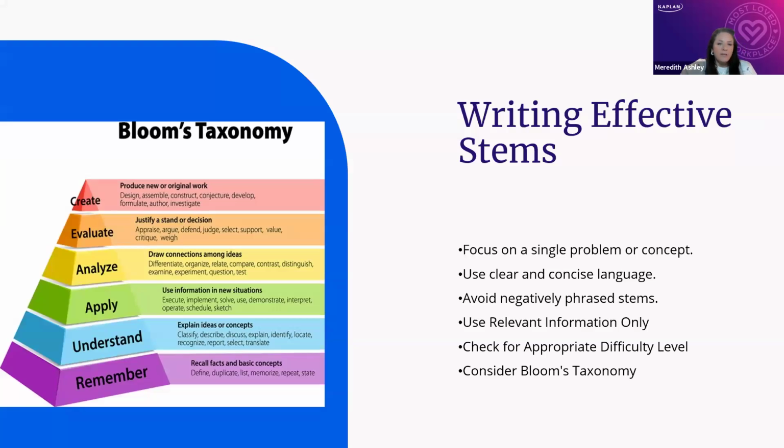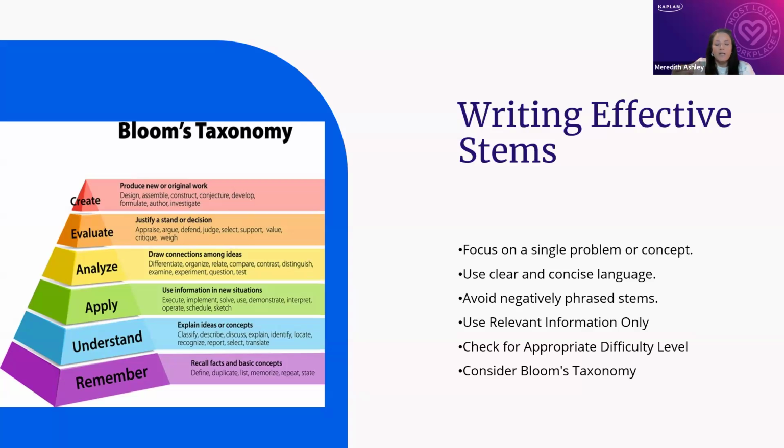I mentioned the stems being super important. When we're writing those stems, we really want to focus on a single problem or concept, because we don't want it to be too wordy and too convoluted with information. We do want to use clear and concise language. The test takers should be able to form a possible answer after reading the stem without relying on the response options. So before you look at the answers, you should have a clear understanding of what you're looking for down there below. We want to avoid negatively phrased stems. We want to use only relevant information, making it more succinct.